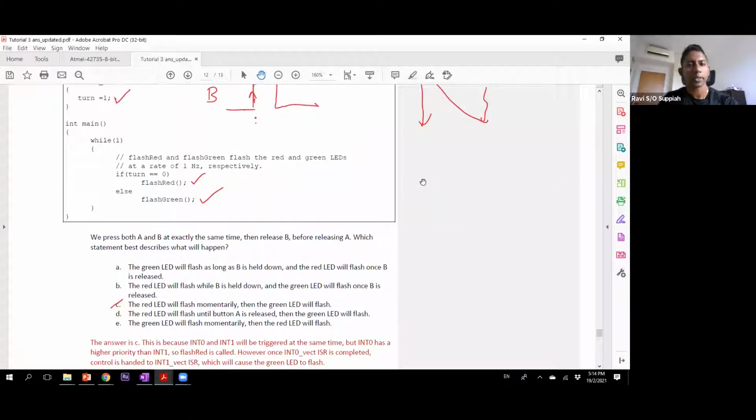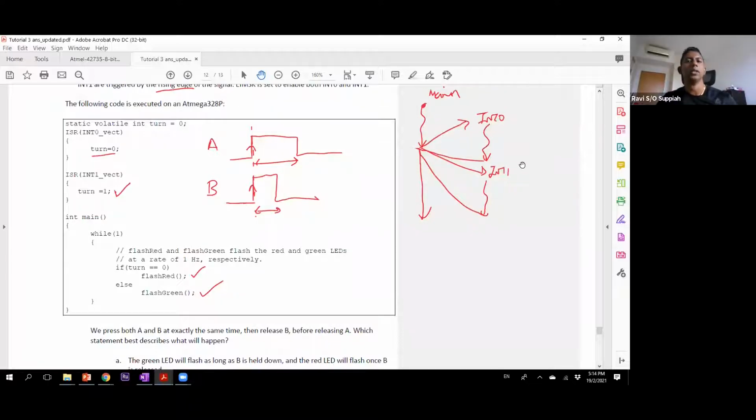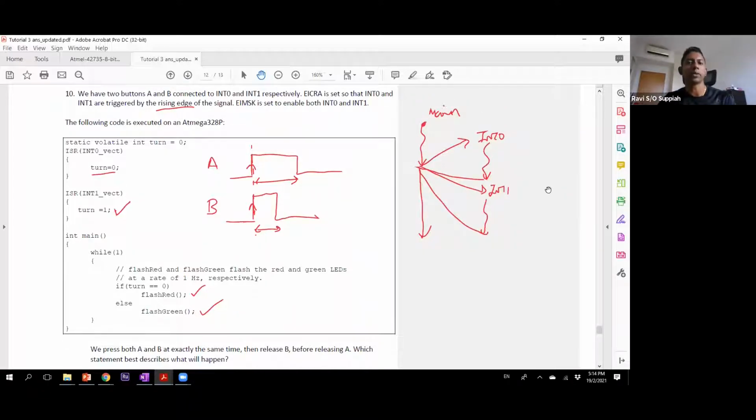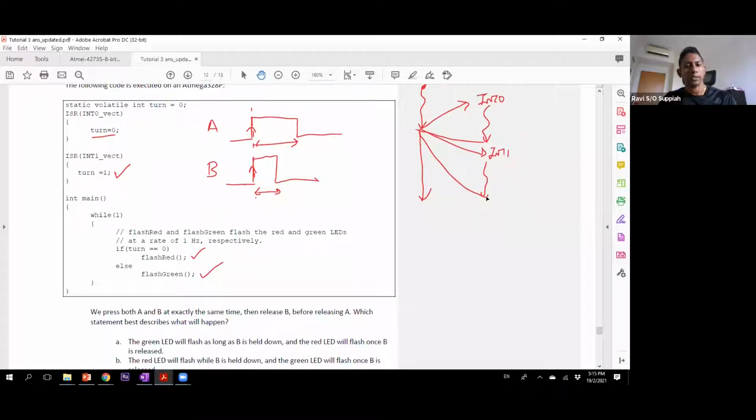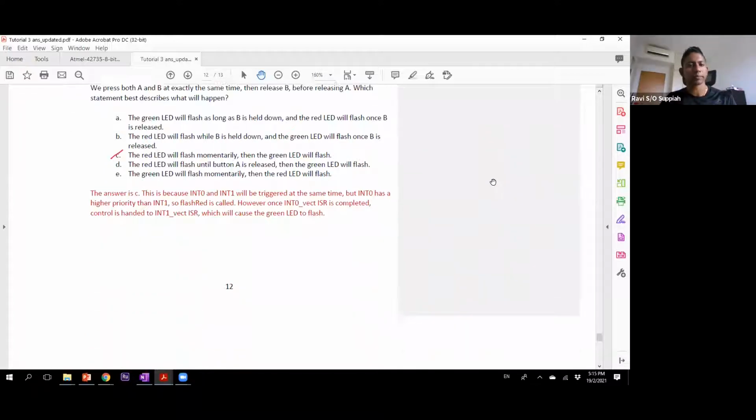So it does not matter when I release. This duration here has no impact because this has nothing to do with the interrupt. The interrupt is triggered because of the rising edge. So when the rising edge happens, I will jump. It's a matter of where I go first. INT0 is higher priority, so I go there first. I change turn to 0, and then after that I'll straight away go to INT1, and then I'll change turn to 1. So this is the sequence. The correct answer here is C.